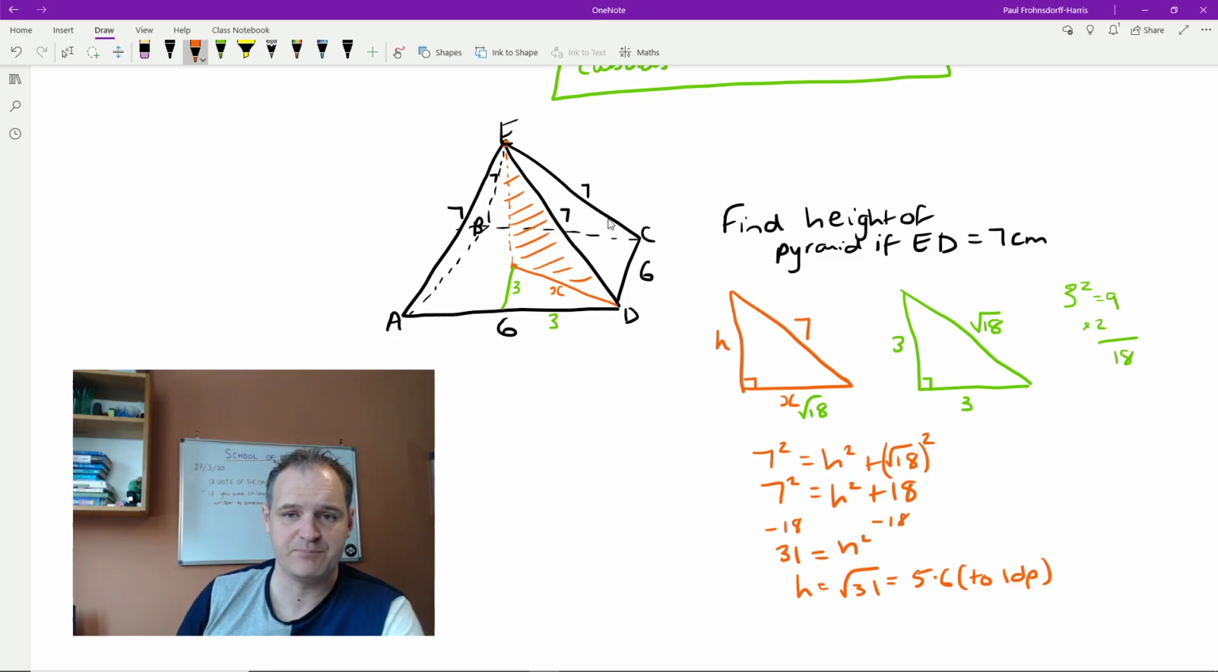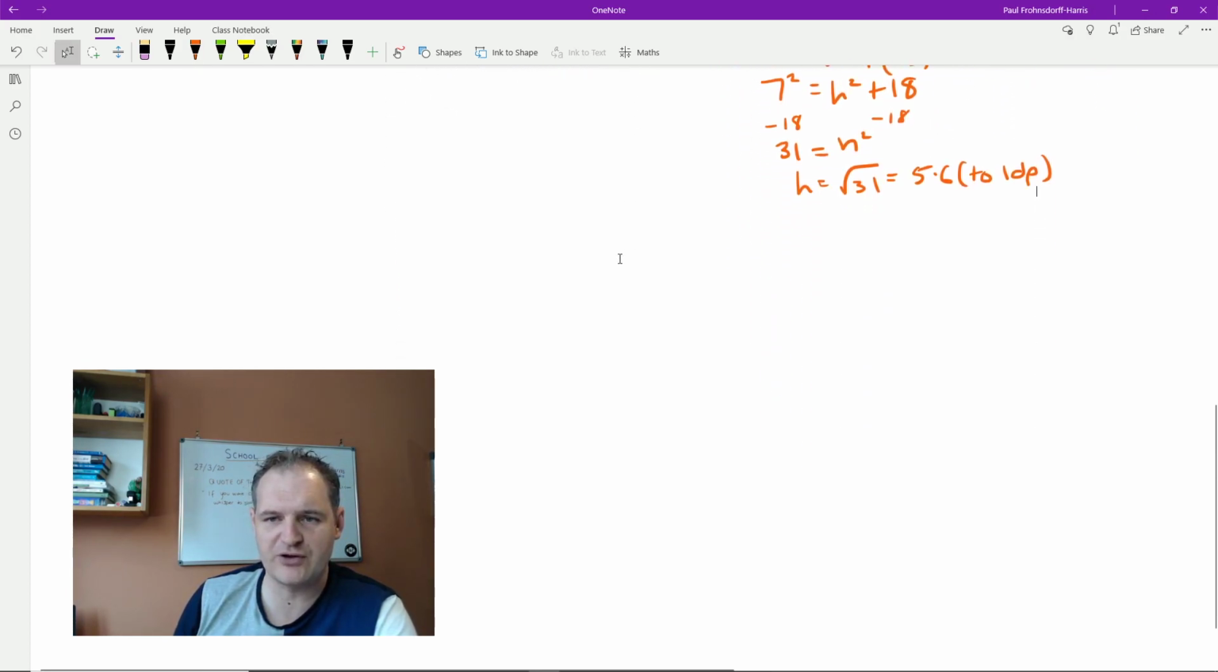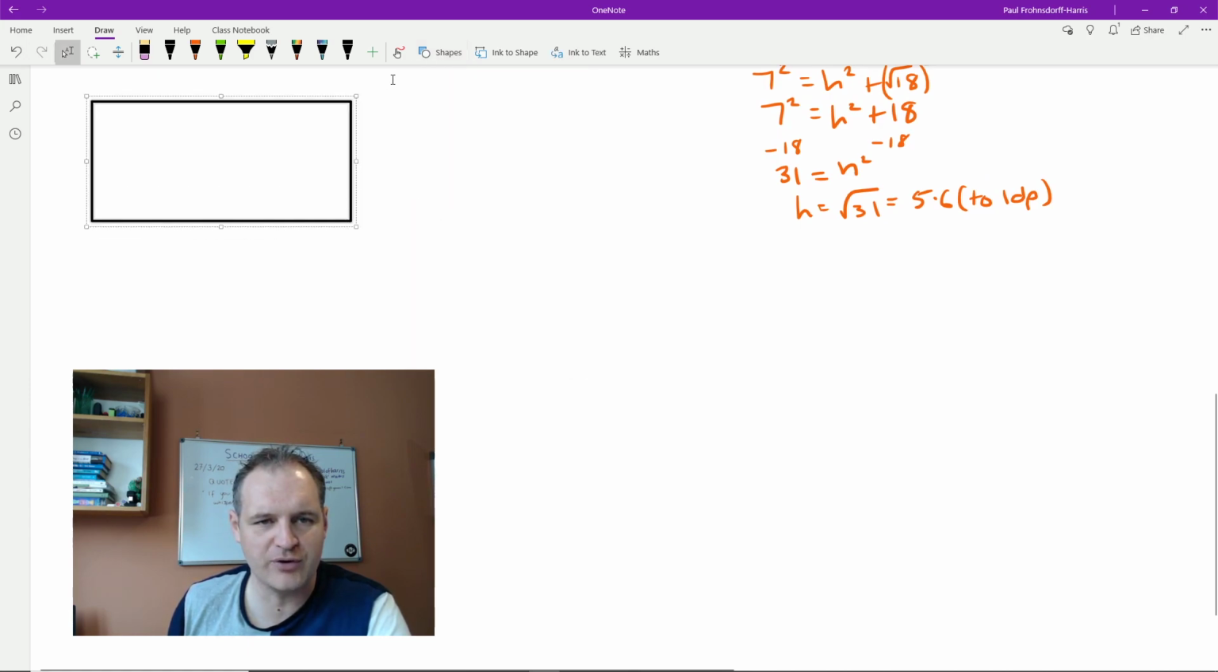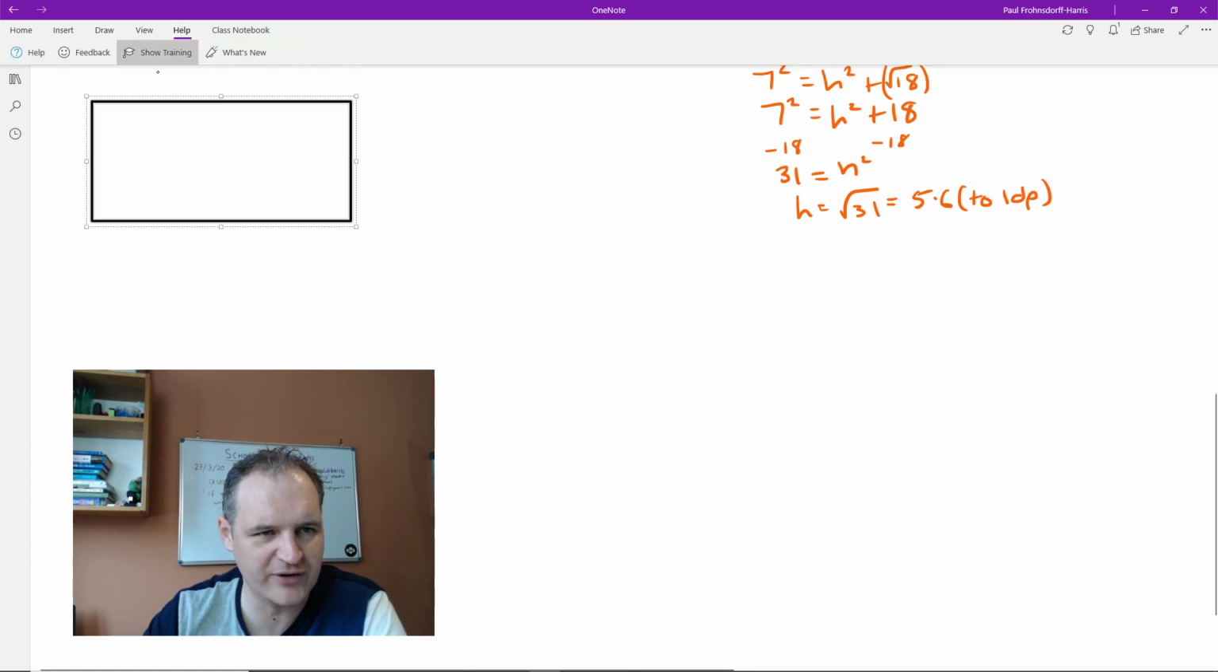That takes us halfway. If you're only here for 3D Pythagoras, then fair enough. If you're ready for some 3D trig, then we're going to do the same. We're going to go back into drawing a cuboid, because I wanted to do it as two separate things so that we kept the same bits together.